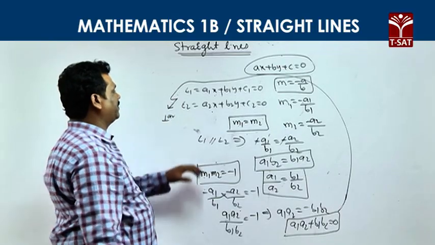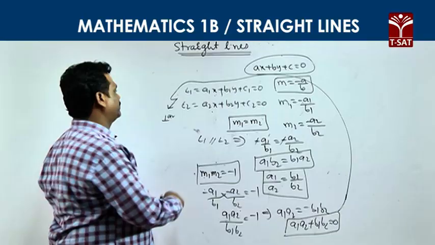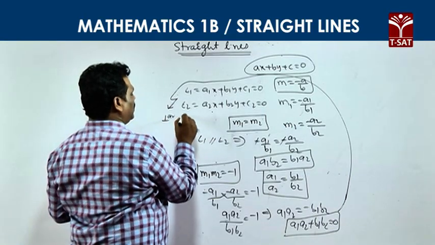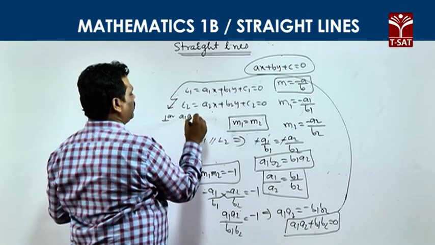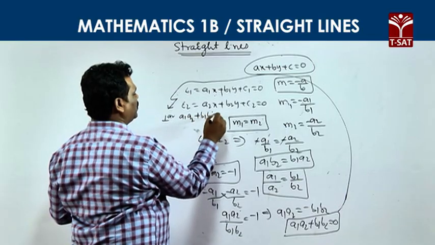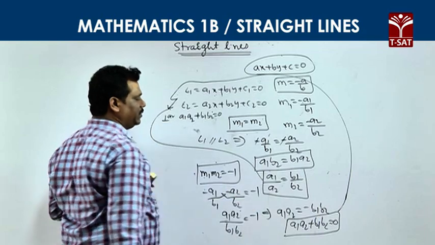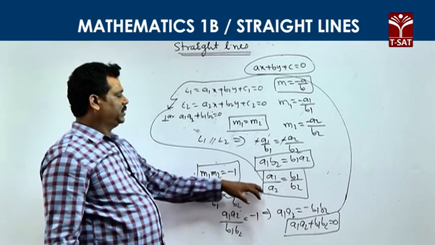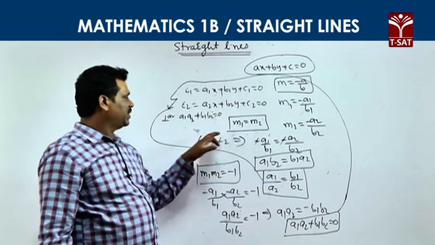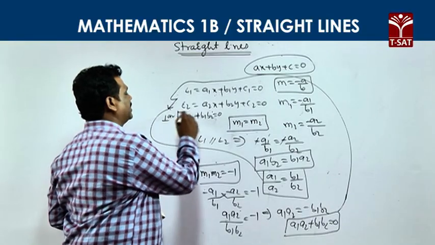The condition for perpendicular lines is a1 a2 plus b1 b2 equal to 0. The condition for parallel lines is a1 by a2 equal to b1 by b2. This is the condition for parallel lines, and this is the condition for perpendicular lines.